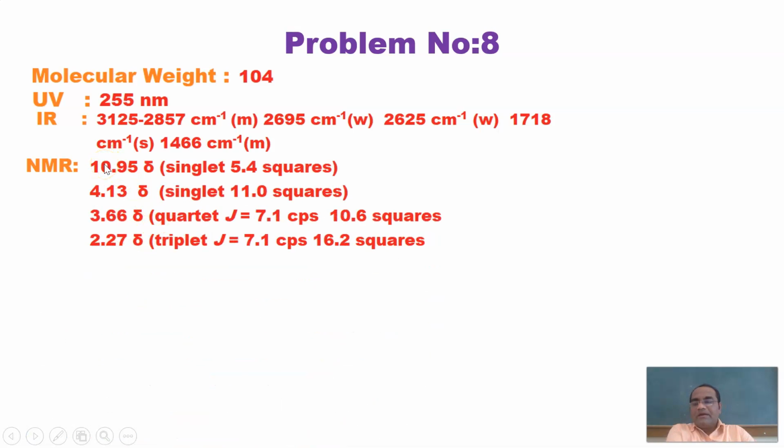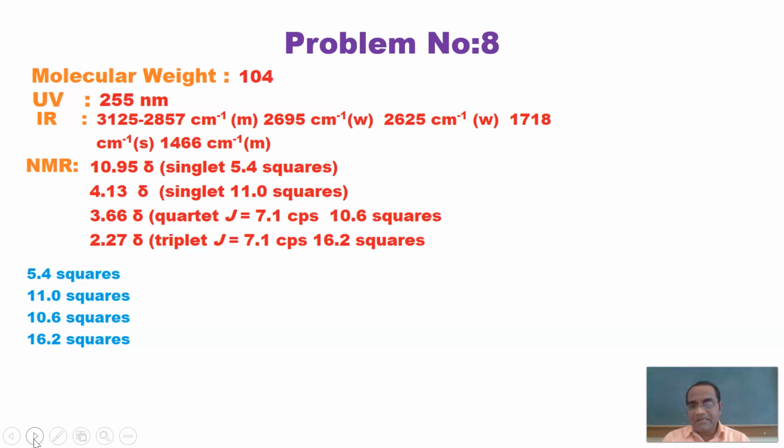So 10.95 singlet, 5.4 squares. After that 4.13 delta value, singlet, 11.0 squares, and 3.66 delta value, quartet, J value 7.1 CPS, 10.6 squares. After that 2.27 delta value, triplet, J value 7.1 CPS, 16.2 squares.